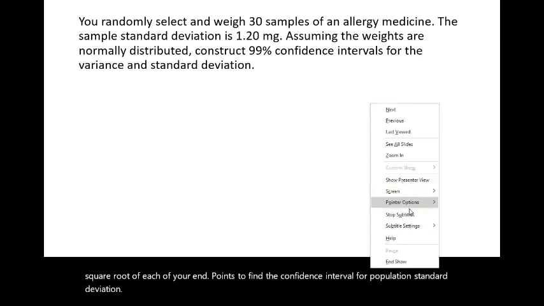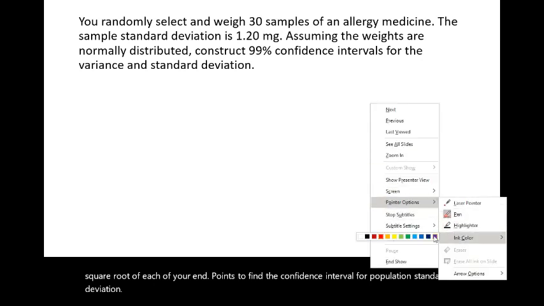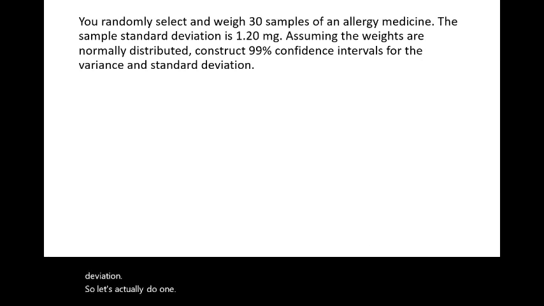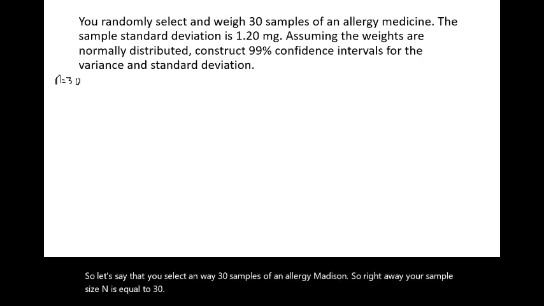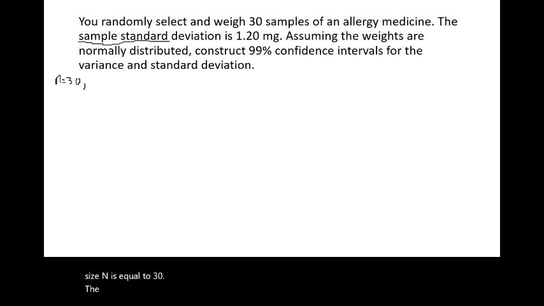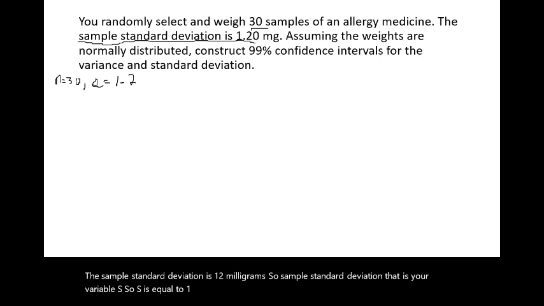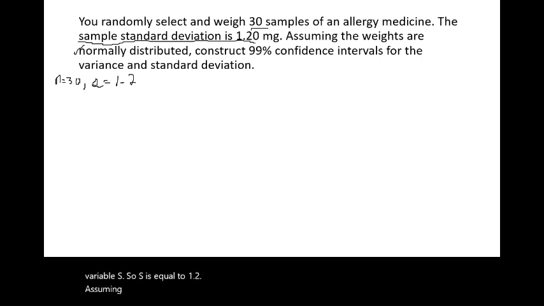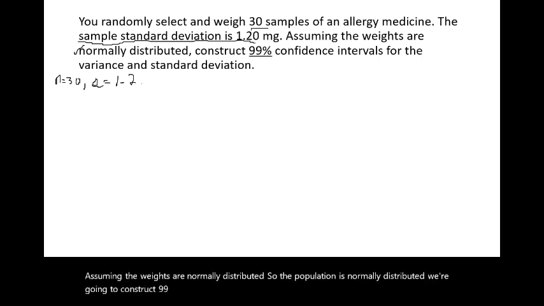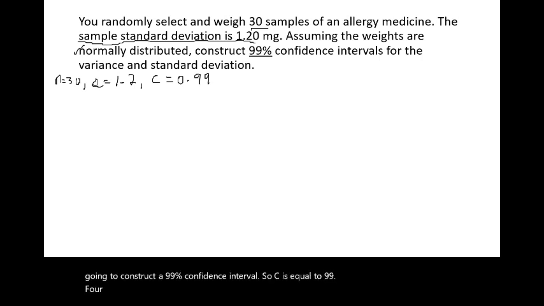So let's actually do one. Let's say that you select and weigh 30 samples of an allergy medicine. So right away, your sample size n is equal to 30. The sample standard deviation is 1.2 milligrams. So sample standard deviation, that is your variable s, so s is equal to 1.2. Assuming the weights are normally distributed, so the population's normally distributed, we're going to construct a 99% confidence interval, so c is equal to 0.99, for the population variance and the population standard deviation.